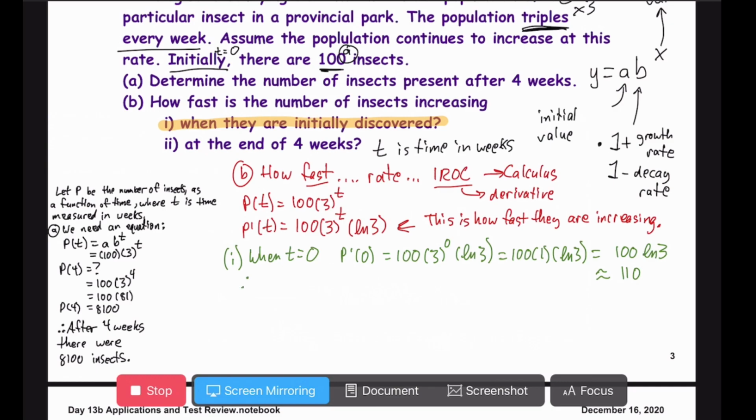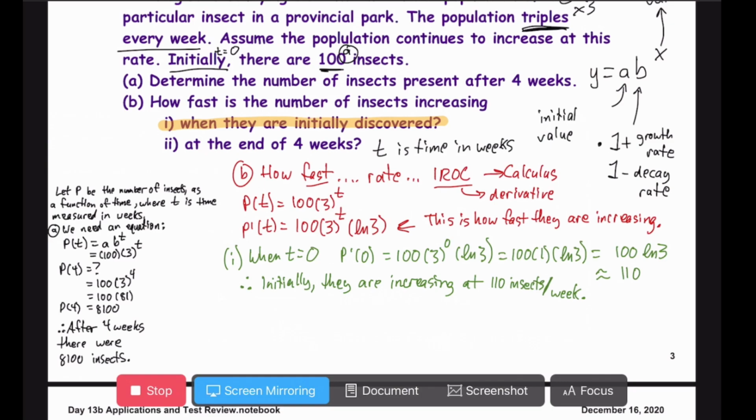So let's make a concluding statement. Therefore, initially, they are increasing at 110 insects per week. So please remember, we're finding a rate of change. A rate means we're comparing two quantities, something over something. So I need to say specifically that this is insects per week.